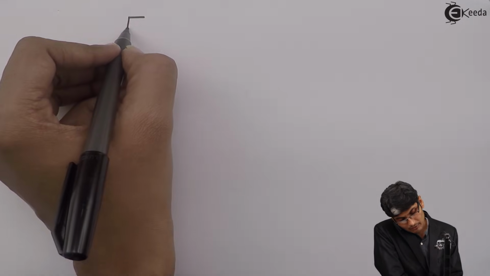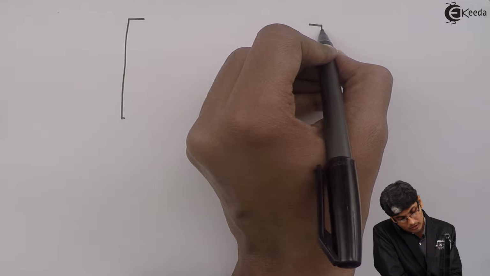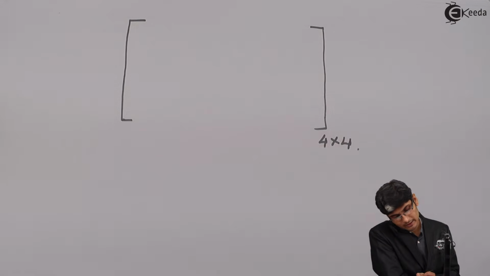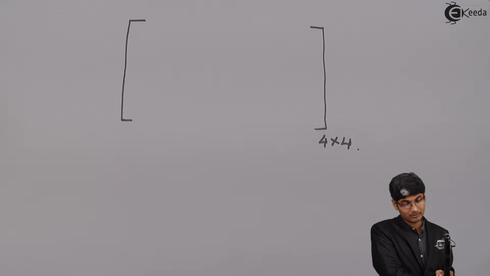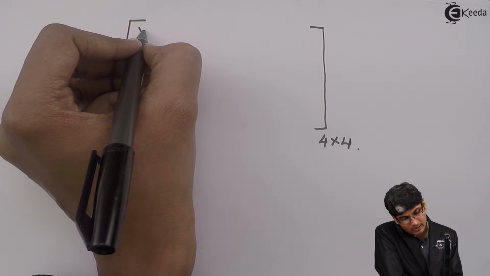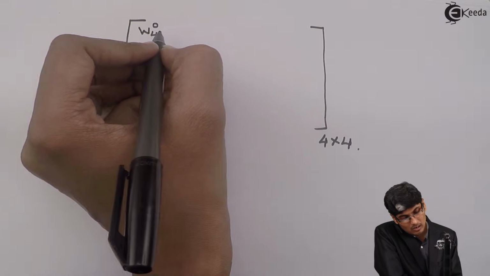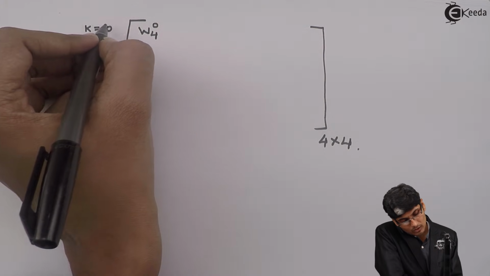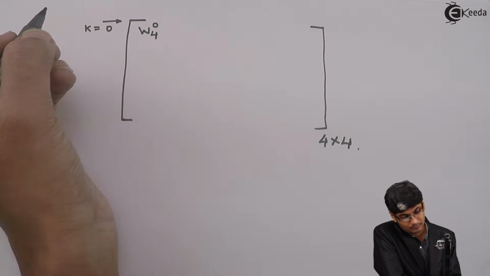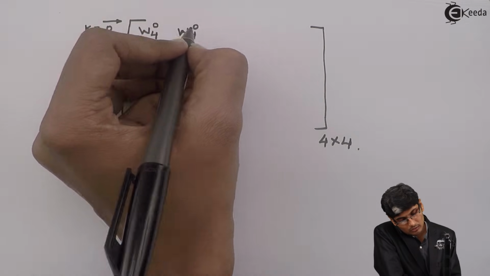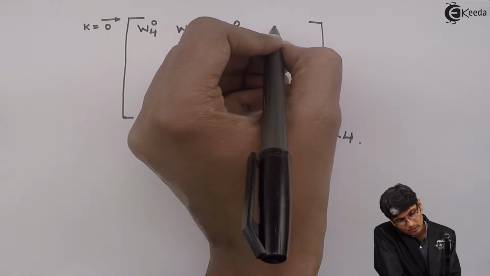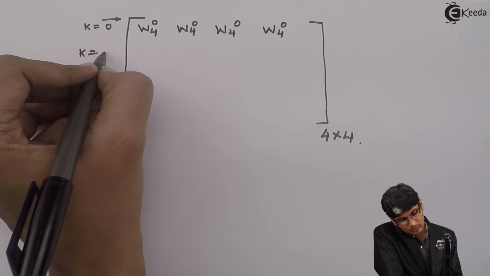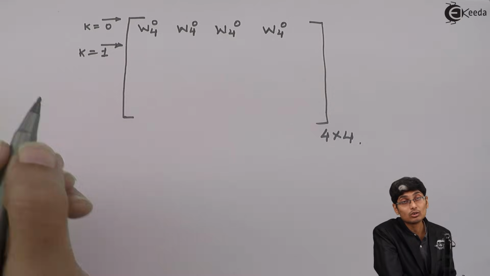Now the matrix, every matrix has a number of rows and a number of columns, right? So this will be our 4 cross 4 matrix. That means there will be a total of 16 elements. So the first element is W4 raised to 0, because here the value of k will be 0. If the value of k is equal to 0, the whole row will have the index as 0. So this will be W4 raised to 0, this will also be W4 raised to 0, and this will be W4 raised to 0. Then I will shift to the next value, that is k is equal to 1, and I am going to get a new row.